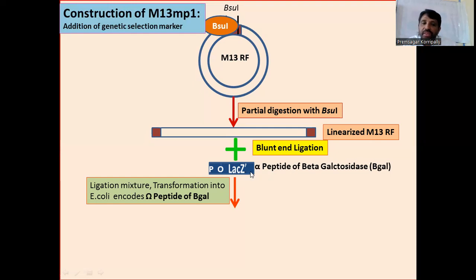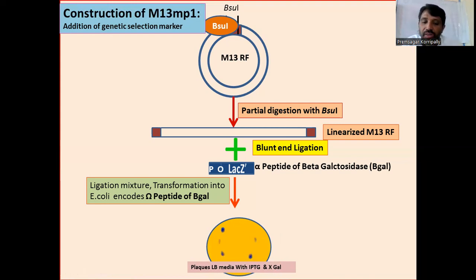Once the blunt ligation happens, that mixture, the linearized M13 and the alpha peptide encoding nucleotide region, the transformation mixture, is transformed into the E. coli which has the omega peptide region in the genome. Then the transformed E. coli are plated on a media which consists of IPTG and X-gal.